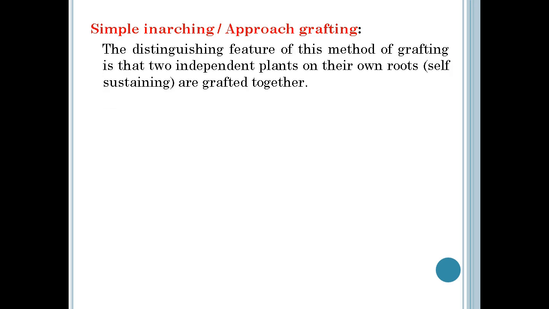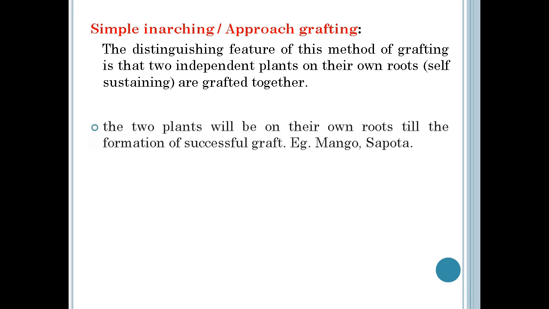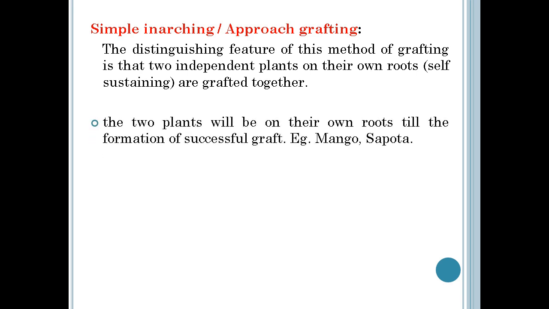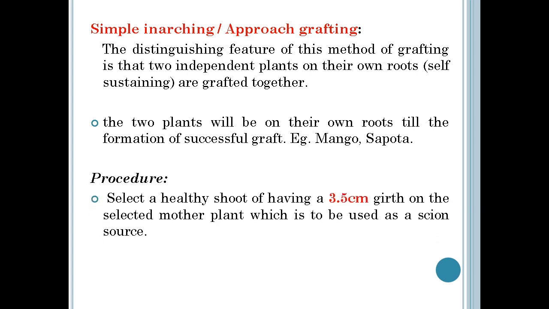Simple inarching or approach grafting. The distinguishing feature of this method of grafting is that 2 independent plants on their own roots are grafted together. The two plants will be on their own roots till the formation of a successful graft. Example, mango, sapota. Procedure.